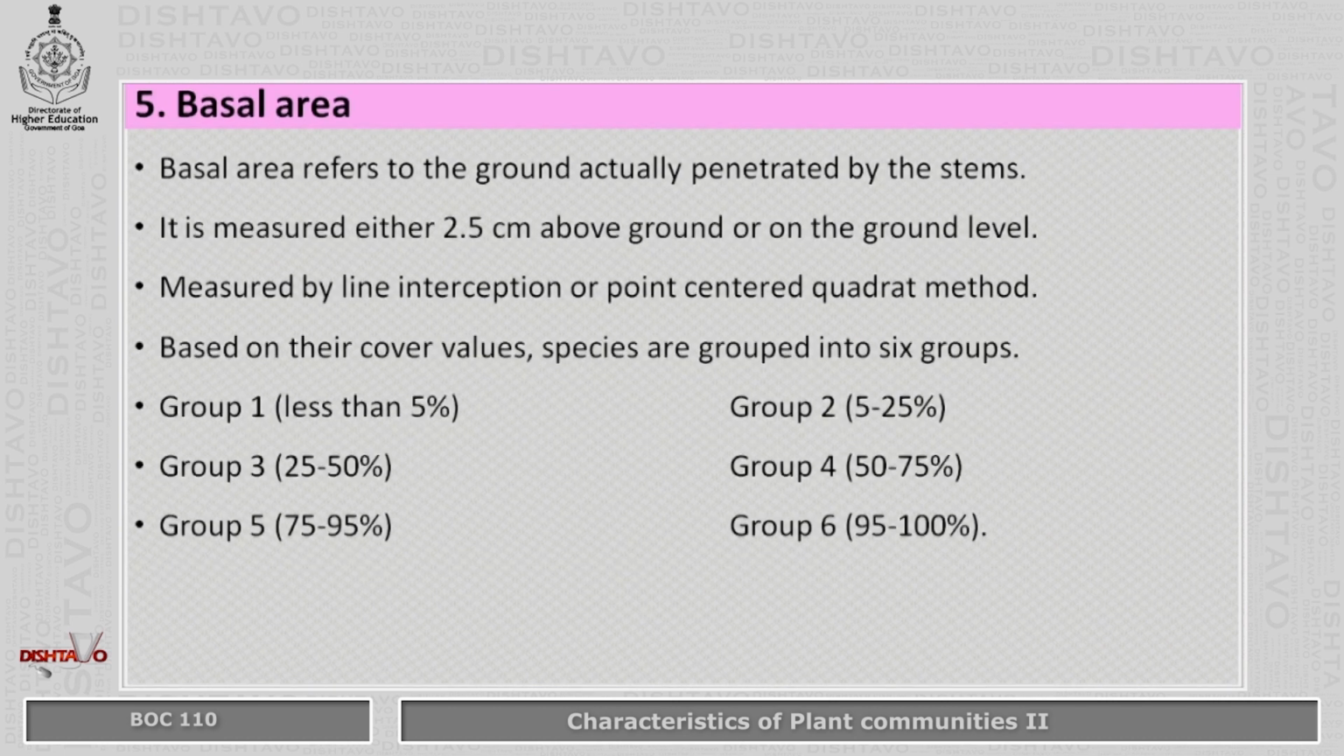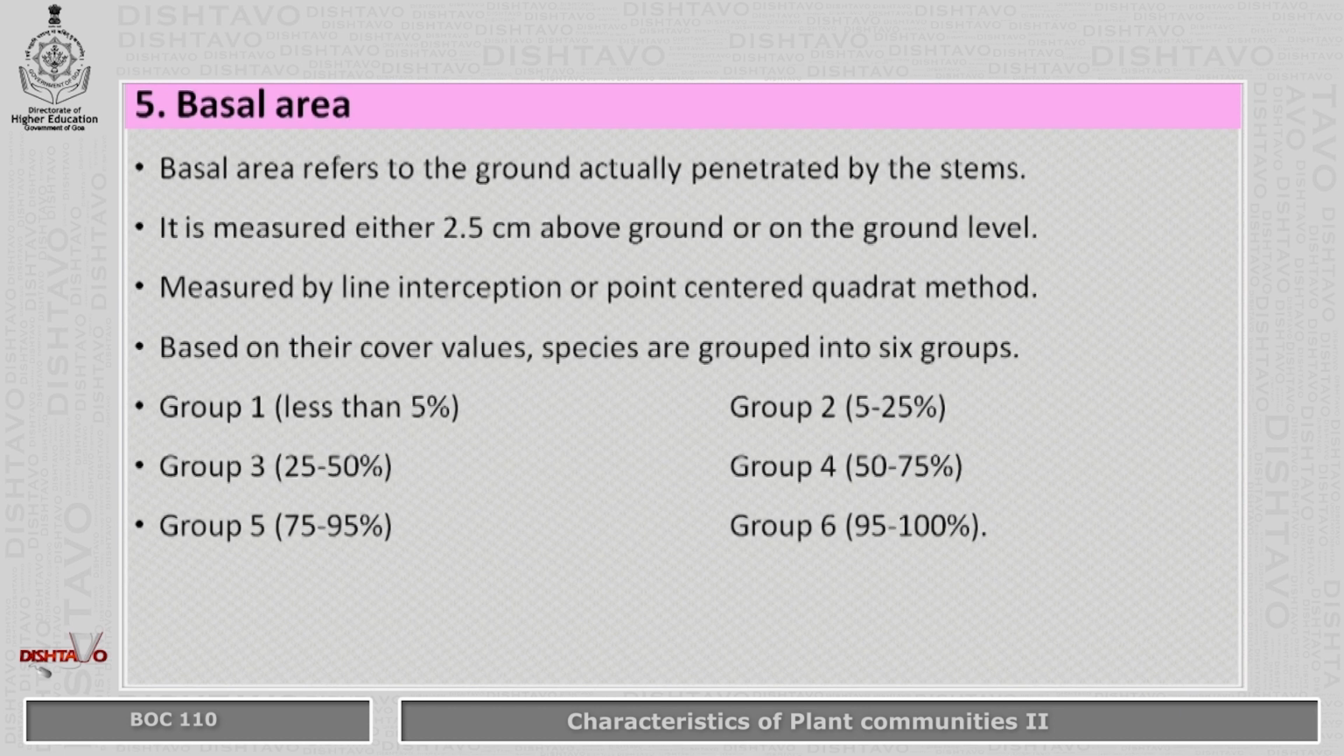Basal area refers to the ground that is actually penetrated by the stems. It is measured either 2.5 centimeters above ground or on the ground level. Here it is measured by the line intercept or point centered quadrat method.